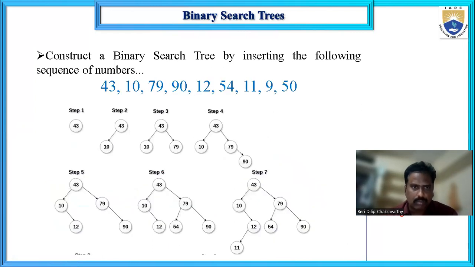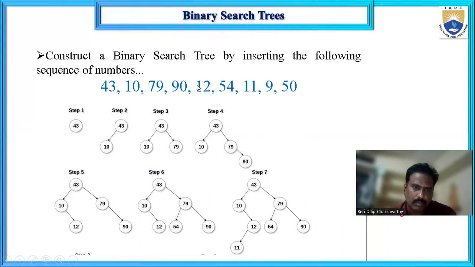So similarly, for constructing this binary search tree, see this. Starting with 43, I made it as root node. Then 10 is added as the left child. 79 is added as the right child, as it is greater than the root node. Then 90. I am checking with my first node, the root node. As 90 is greater than 43, I moved to this position. As 90 is greater than 79, again I move to this position and I am inserting here.